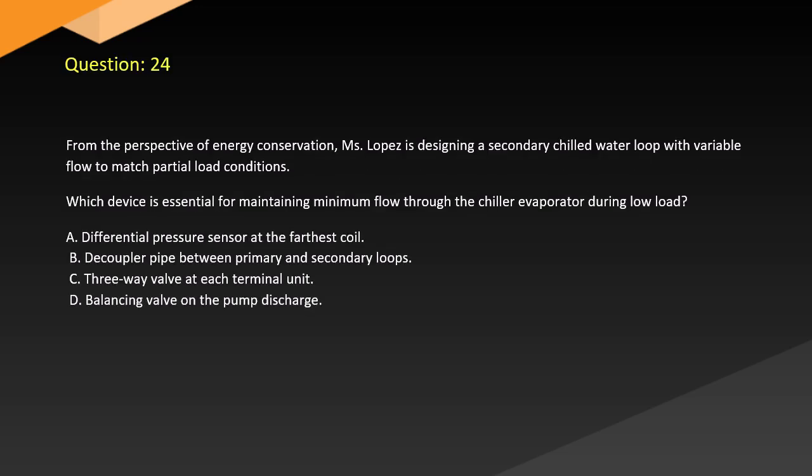Question 24. From the perspective of energy conservation, Lopez is designing a secondary chilled water loop with variable flow to match partial load conditions. Which device is essential for maintaining minimum flow through the chiller evaporator during low load? A. Differential pressure sensor at the farthest coil. B. Decoupler pipe between primary and secondary loops. C. Three-way valve at each terminal unit. D. Balancing valve on the pump discharge.